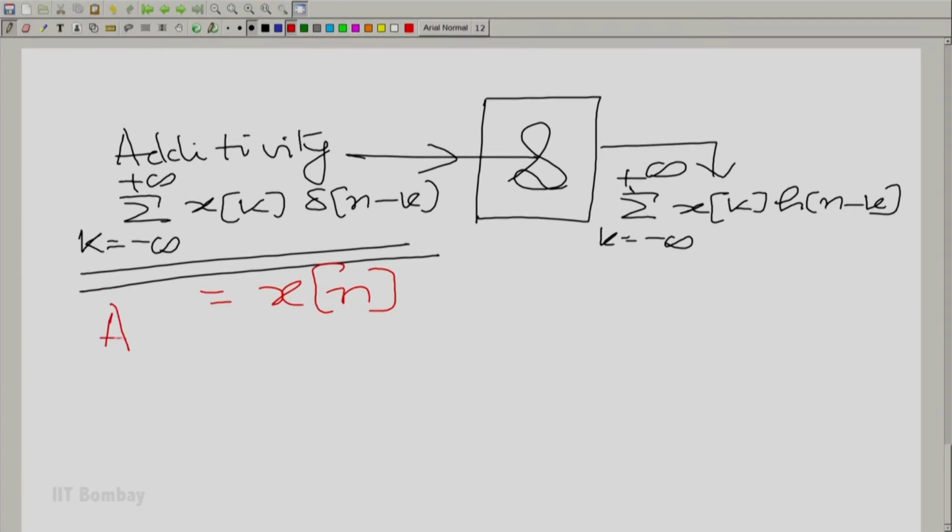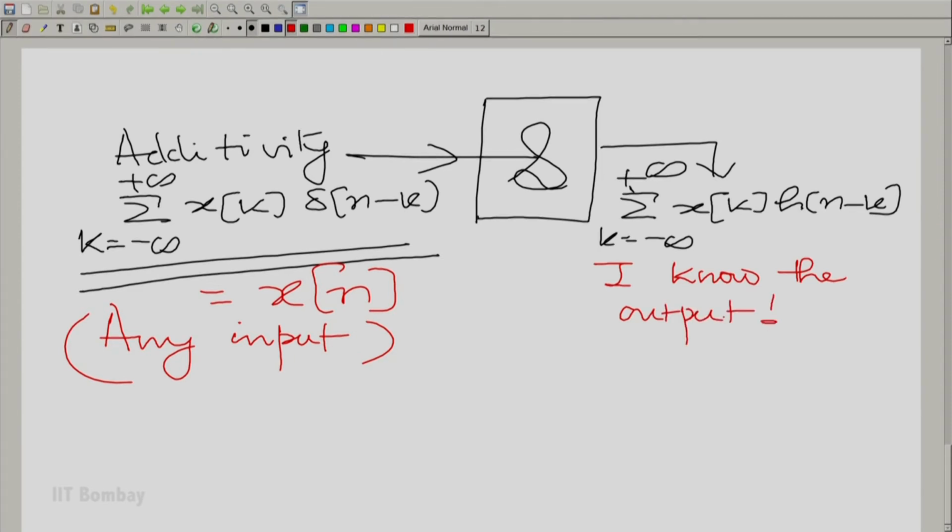So, for any input, what I have said is, if I know the unit impulse response, I know the output. In fact, not only do I know the output, when I look at this expression, I am also able to tell you what that output is. So, in fact, we have just completed a proof of this theorem. What we have shown is that we are able to construct the output for any input once we know the unit impulse response. What is more, I also know how to construct that output.